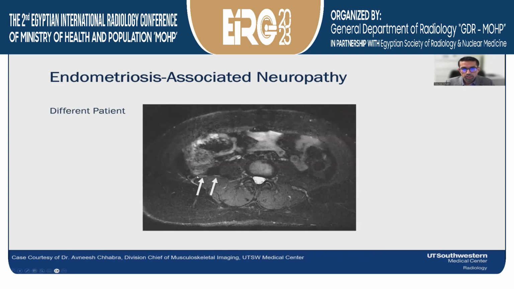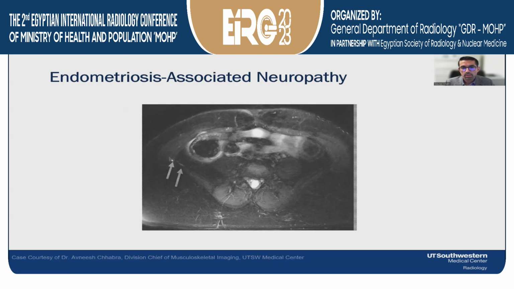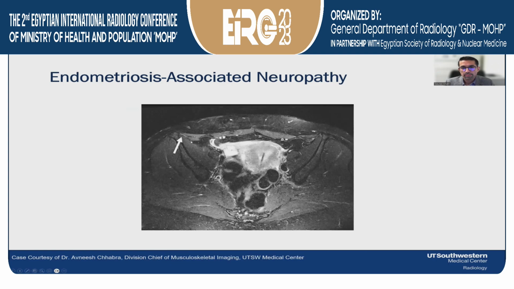Different patient showing, again, asymmetrically enlarged nerve sitting atop the iliacus muscle here on the right, going up on the right side. It's asymmetrically enlarged and bright on the right compared to the left where you don't see it. This is right iliohypogastric nerve inflammation, also because of endometriosis in this patient.